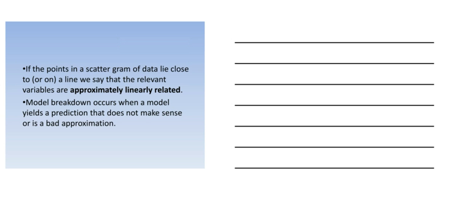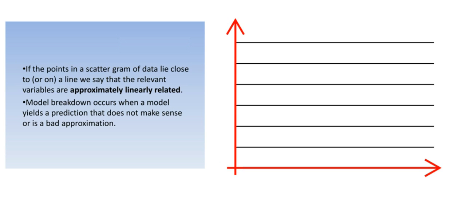If the points in a scatterplot of data lie close to or on the line, we say that the relevant variables are approximately linearly related. We also have model breakdown. Model breakdown occurs when a model yields a prediction that does not make sense or is a bad approximation.